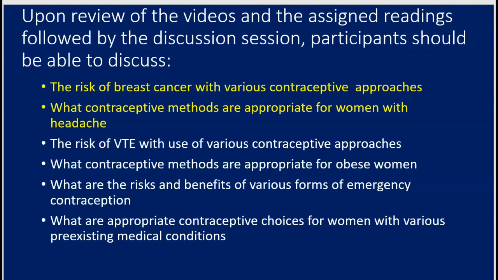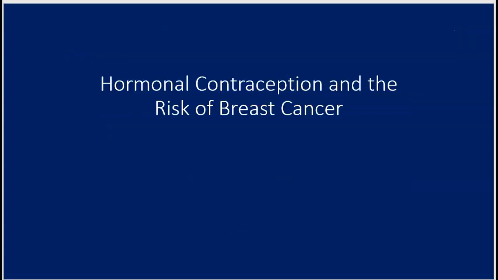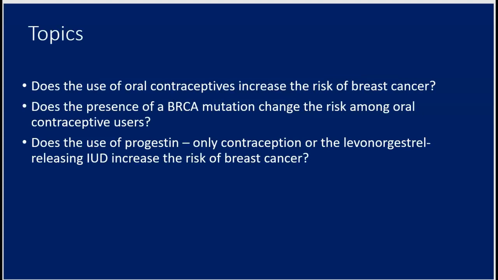pre-existing medical conditions. This video will focus on what's written here in the yellow, that is the risk of breast cancer, and what should be used for women who experience headache, particularly migraine headache. So, what about hormonal contraception and the risk of breast cancer?